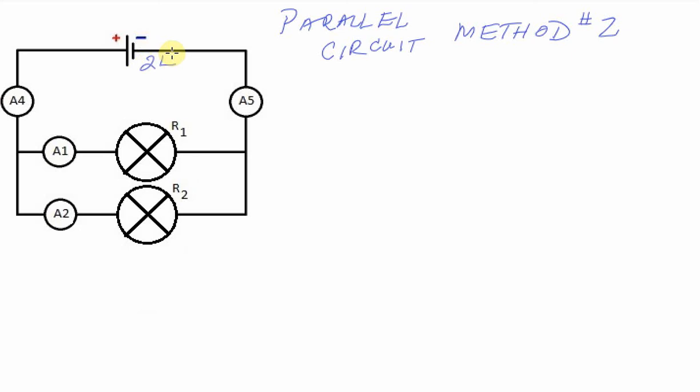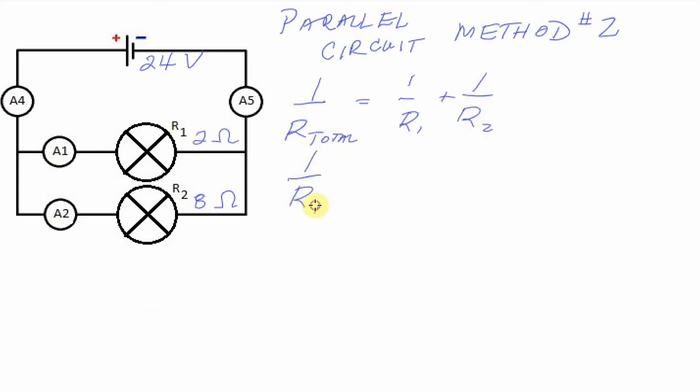If I know that this DC source is 24 volts and R1 has a value of 2 ohms and R2 has a value of 8 ohms, I can determine the total resistance using a formula that is specifically for a parallel circuit. 1 over R total equals 1 over R1 plus 1 over R2. So 1 over R total, I'll just put T, equals 1 over 2 ohms, plus 1 over 8 ohms.